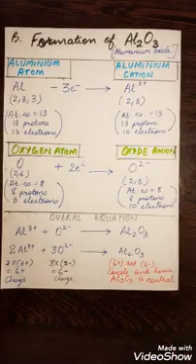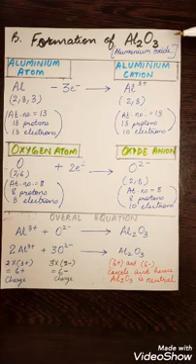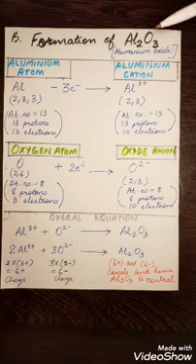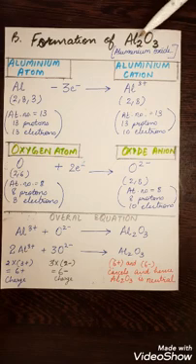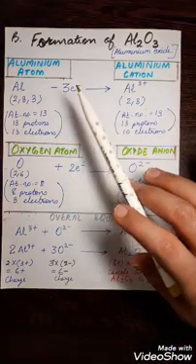Let us understand the formation of aluminium oxide. For aluminium oxide, the molecular formula is Al2O3. In one molecule of aluminium oxide, 2 atoms of aluminium are there and 3 atoms of oxygen are there, correct? So in aluminium oxide we have 2 elements, aluminium and oxygen. So let's study their atoms.